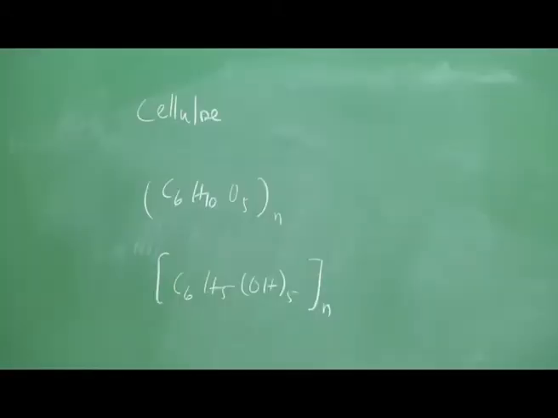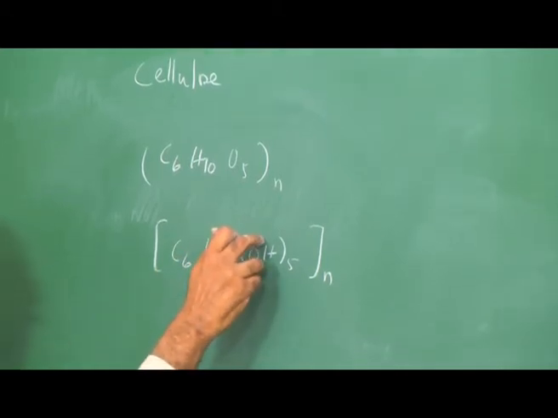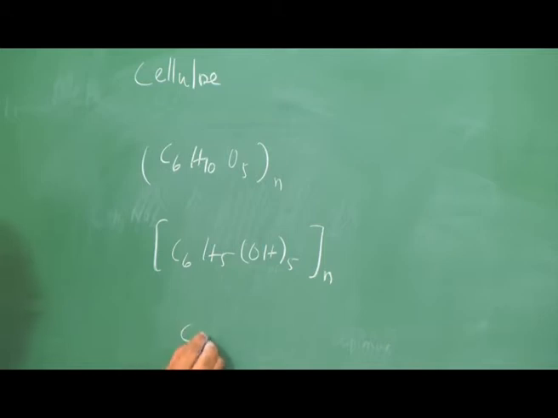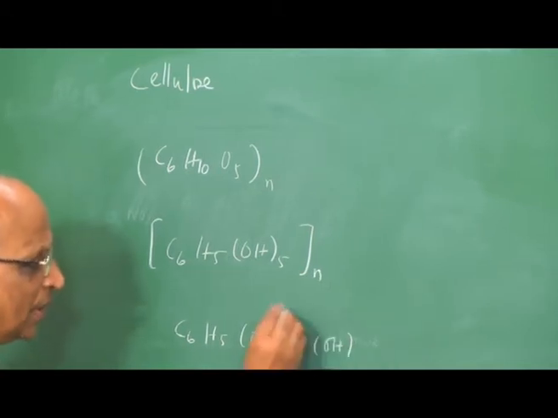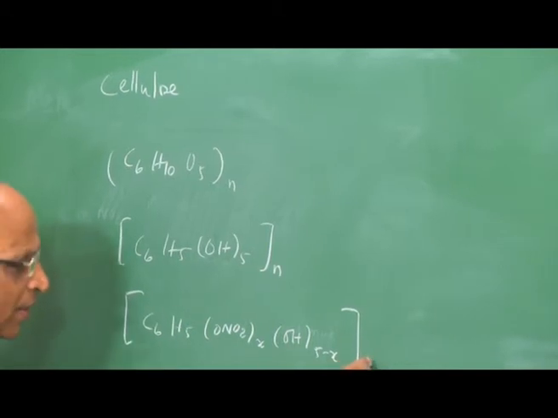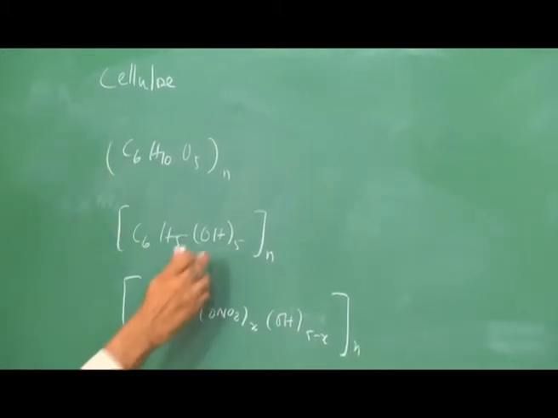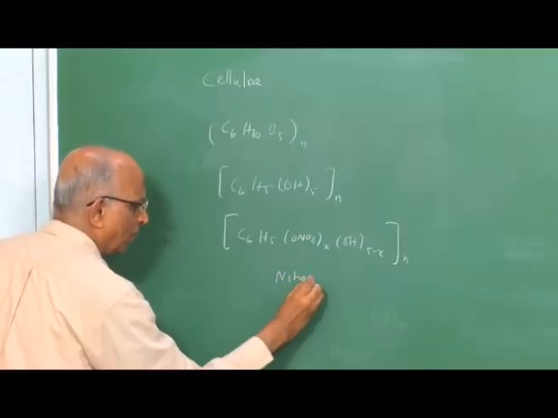What you do to cellulose is you nitrate it, and instead of OH, you replace part of the OH by ONO2, in which you have the ONO2 replacing part of it. Let us say X of it is getting replaced, and you have the remaining OH, that means 5 minus X as OH. In the straight chain N is what forms, we are nitrating the cellulose, it is known as nitrocellulose.